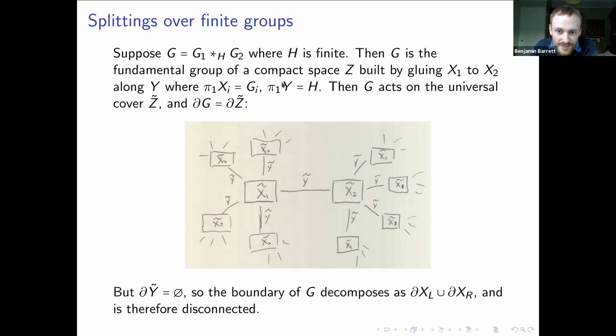So then the boundary of G decomposes into the boundary of the bit on the left of this picture and the boundary of the bit on the right of this picture, and they don't overlap at all, because the place where they would overlap is in the boundary of Y tilde, but the boundary of Y tilde is empty. So hopefully this picture convinces you that if G is an amalgamated product like this over a finite group, then its boundary is disconnected. Another way of saying that is that it has more than one end.